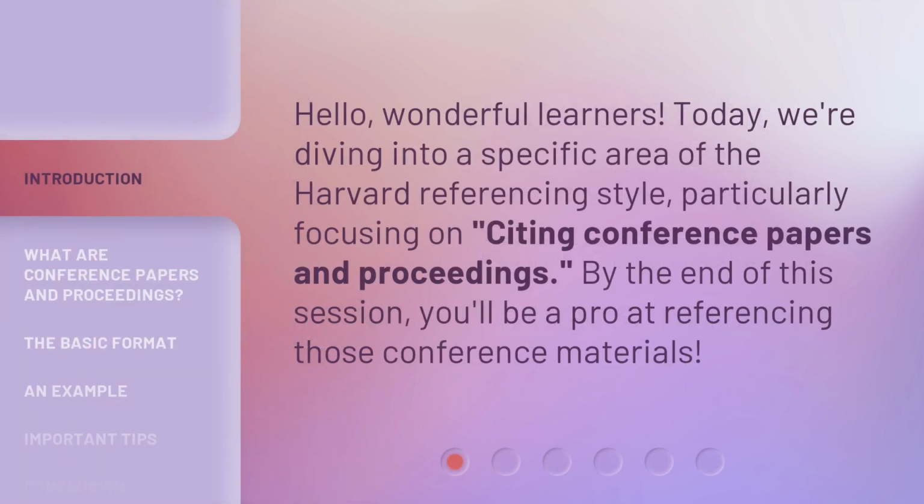Hello, wonderful learners. Today, we're diving into a specific area of the Harvard referencing style, particularly focusing on citing conference papers and proceedings. By the end of this session, you'll be a pro at referencing those conference materials.